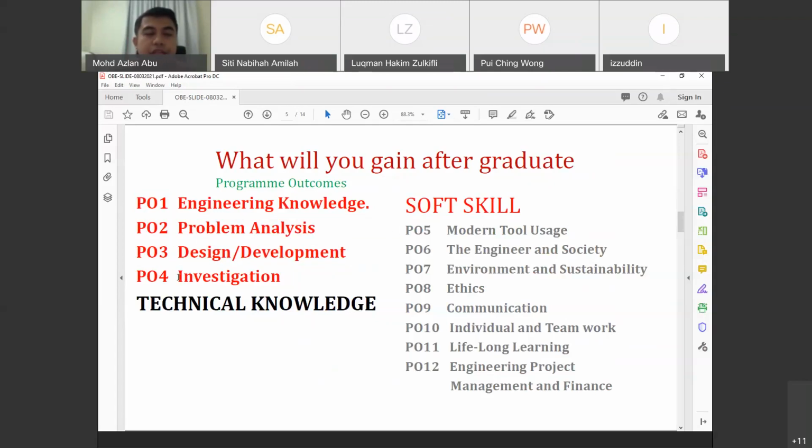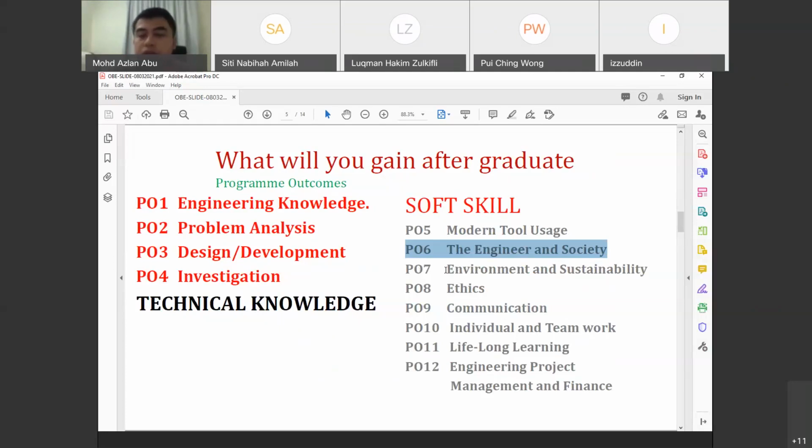For PO4, you do investigation, where you investigate the problem and find the solution. So these four fall under technical knowledge. Next, we have soft skills from PO5 until PO12, where you cover PO5, modern tool usage, and engineer and society, PO6, where you learn about engineer laws, professional engineer, Board of Engineers, Institution of Engineers, and how to relate the subject with society. For example, you interview current engineers, practicing engineers outside.